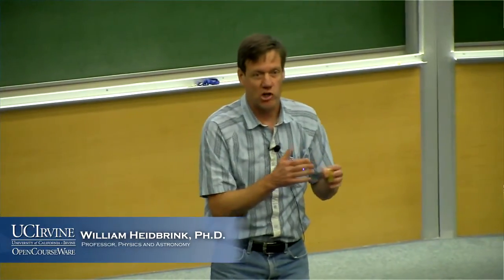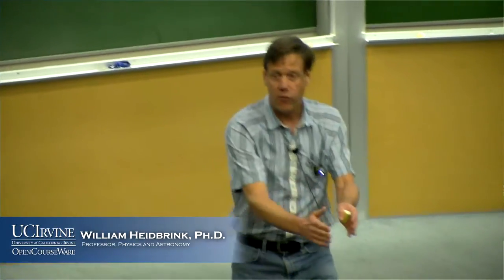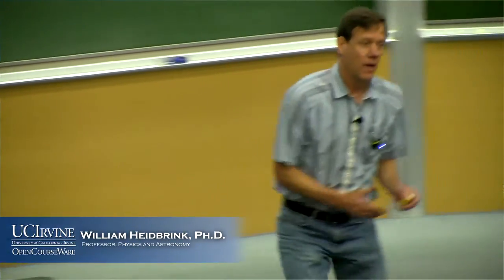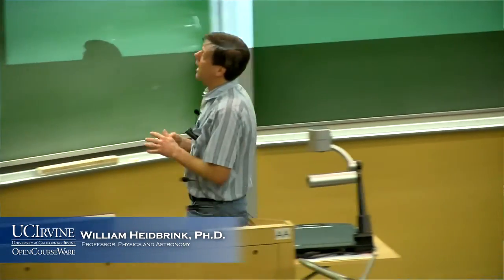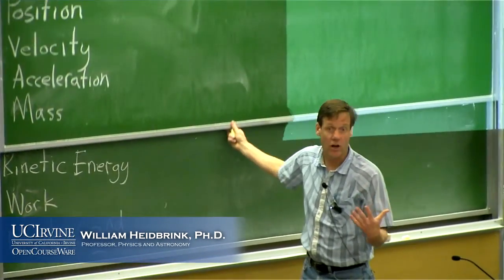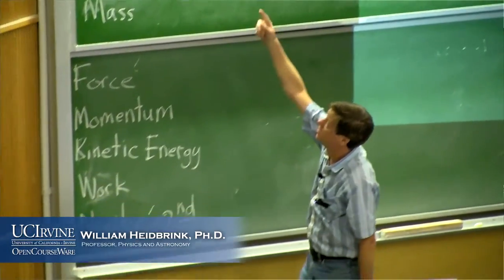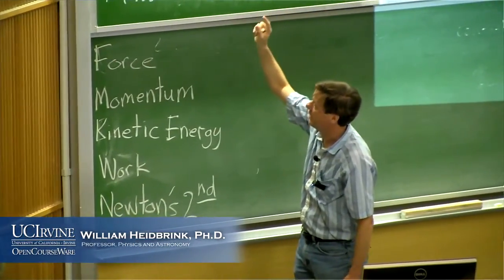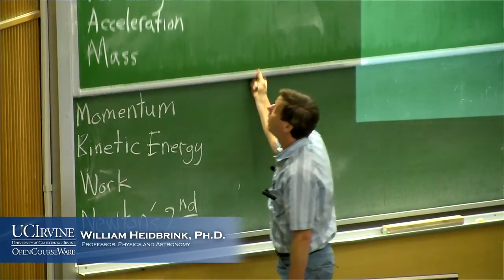So just to get started, Dennin called it linear motion, but the more general term is translational motion because, of course, you can move in three different directions. I can go back and forth. I can go sideways. I can go up and down. So let's review symbols that go with these different terms that you've already learned involving translation. You should have learned about position, velocity, acceleration, mass, force, momentum, kinetic energy, work, and Newton's second law already.